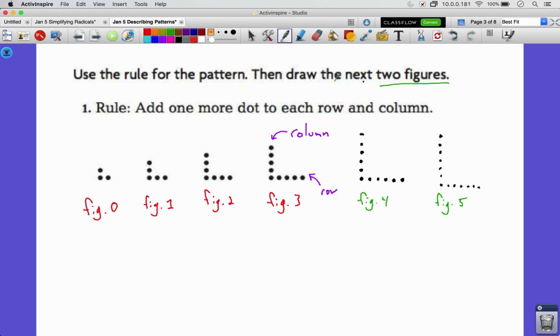All right, I think this rule could be improved upon. It says add one more dot to each row and column. I think we should specify the leftmost column and the bottom row, because you could think that each of these dots going up this column starts a new row as well, but these rows aren't growing, only that bottom row is growing. All right, so this is a dot pattern. This is also a growing pattern because the figures are getting bigger and bigger.